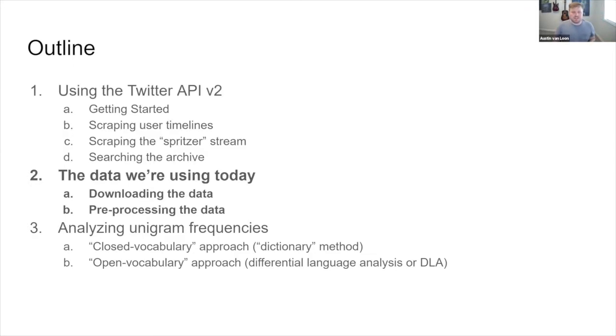So now we'll go on to the kind of data that we're planning to use for analyses today. Specifically, we're going to talk about downloading some data from a public GitHub repository and some of the concerns that might arise with downloading data just from places on the web. And then we're going to talk about pre-processing the text data that's a part of that.